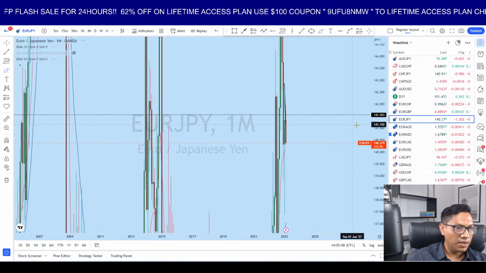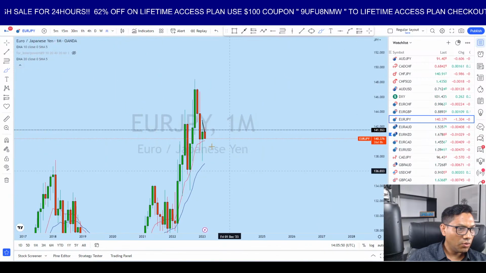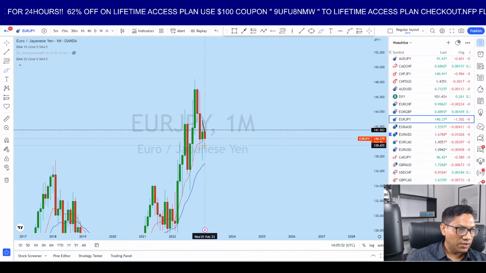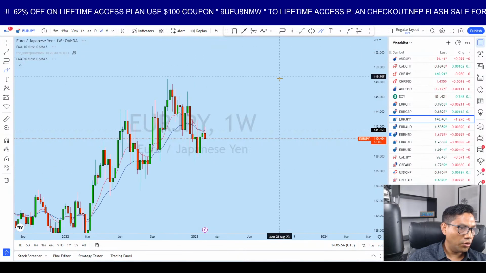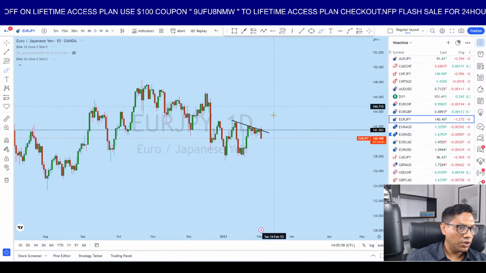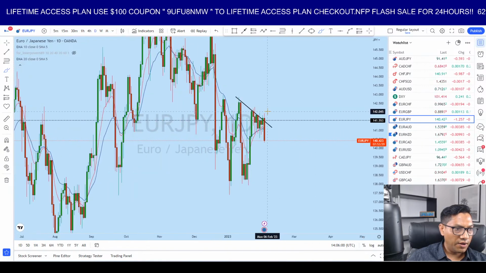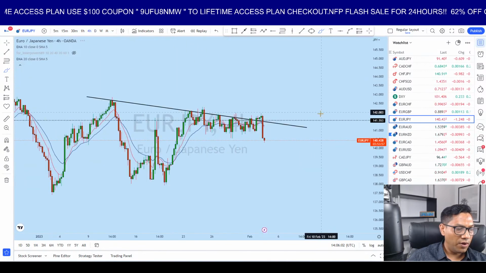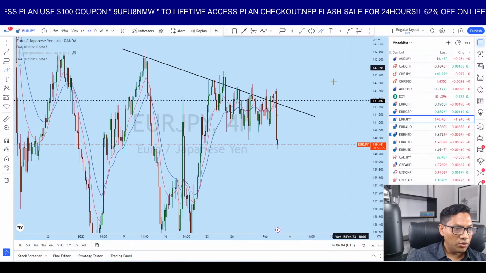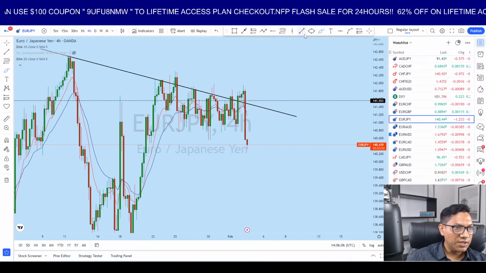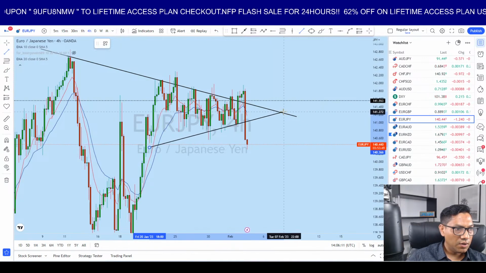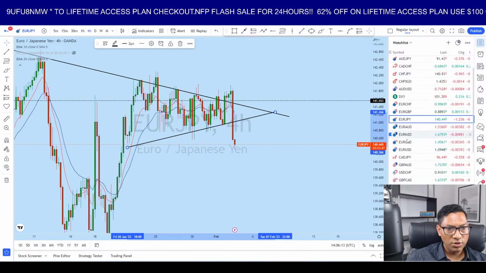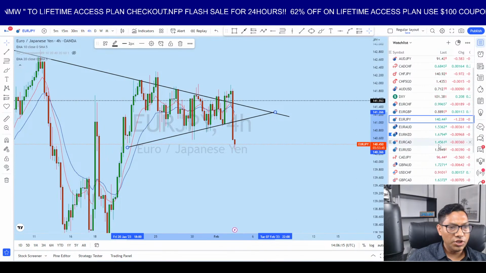Now looking at monthly, we can see that after this previous monthly doji, this one is preparing for a drop. The weekly is also preparing for a drop, and the daily is also preparing for a drop. Now on the 4 hour, we need to see a little bit of retracement to the upside, especially testing this support as resistance, which could give us a potential entry opportunity on Euro JPY.